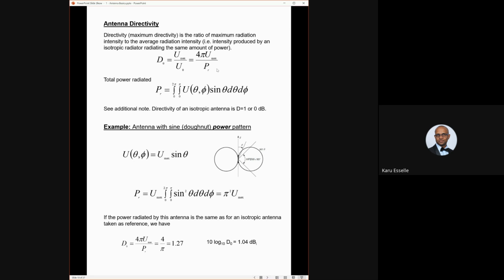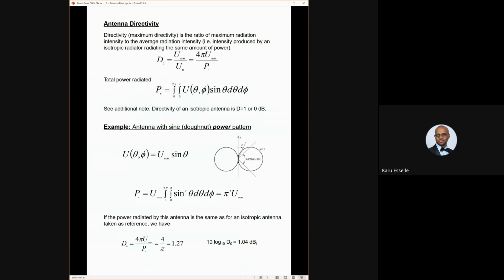Okay, so substitute that in this equation. P_R is 5 cos U max, and you get the directivity of this antenna, which is 1.27. This is in linear scale, a directivity of 1.27. Pretty much all antennas should have directivity greater than 1, because what is the directivity of an isotropic radiator? An isotropic radiator has the lowest directivity, that is equal to 1. So all other antennas are directive, and their directivity is greater than 1 in linear scale.